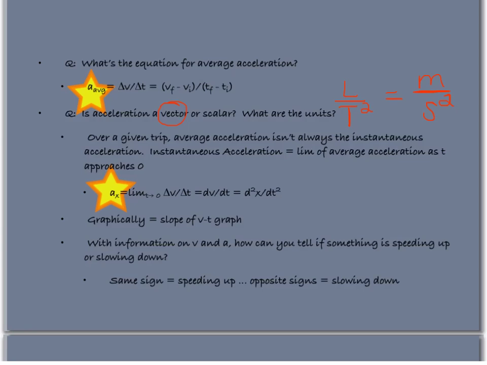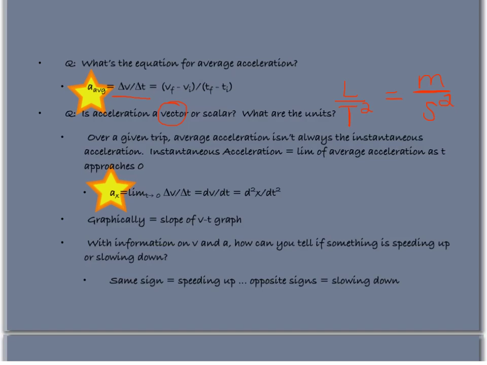So over a given trip, your average acceleration isn't always the instantaneous acceleration. It could be changing as your trip progresses. Instantaneous acceleration is going to be looking at the acceleration at one particular instant or moment in time. So if average acceleration is a change in velocity over a change in time, really when you want to get to an instantaneous acceleration, you want to limit that time interval so that it becomes infinitely small and you're essentially looking over one single instant in time.